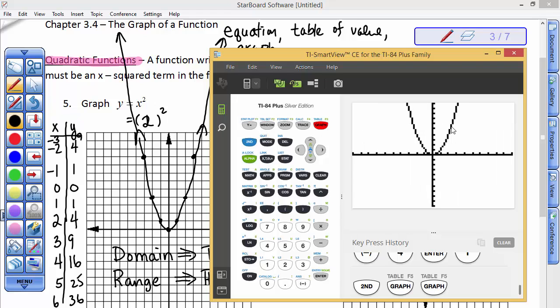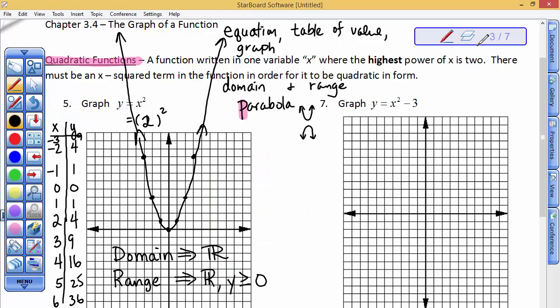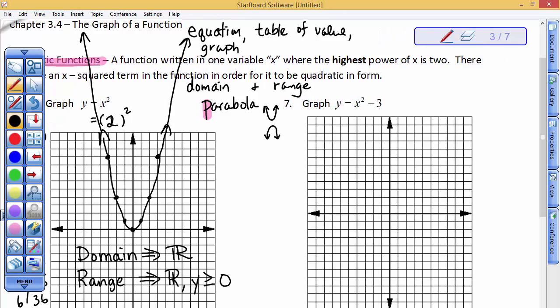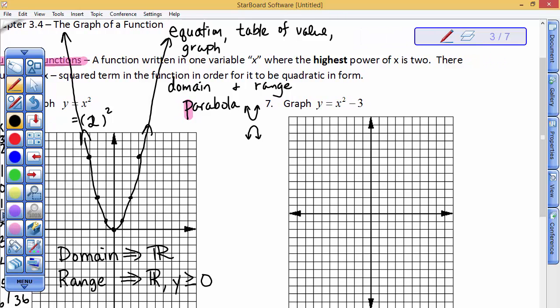Let's graph the one on the far right side, y equals x squared minus 3. If I were to do this by hand, but remember, it's not necessary for you to do this by hand, I'm going to pick a few of these, and then I'm going to let the calculator do the work for me. So I'm going to put negative numbers in for x and see what values come out for y.